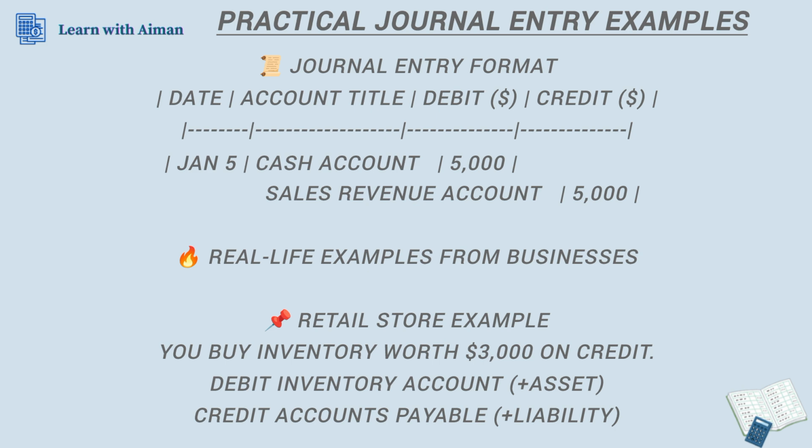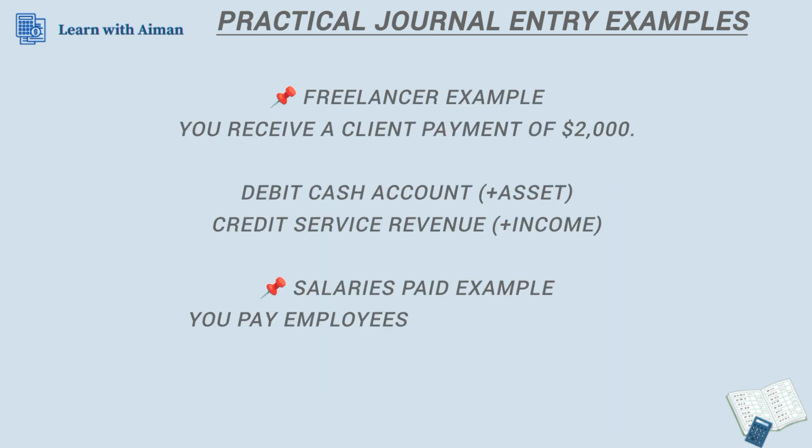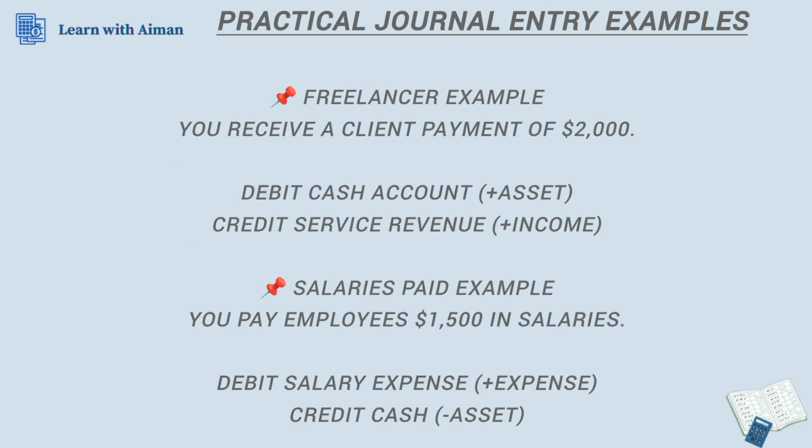Real life examples from businesses. Retail store example: you buy inventory worth $3,000 on credit. Debit inventory account, which is an asset, and credit accounts payable, which is our liability. Freelancer example: you receive a client payment of $2,000. Debit cash account, which is our asset, and credit service revenue, which is our income.